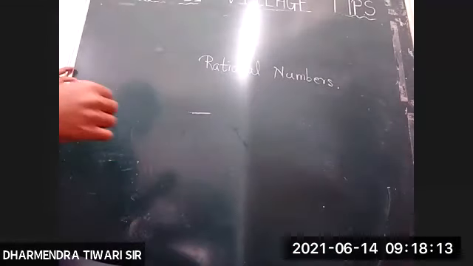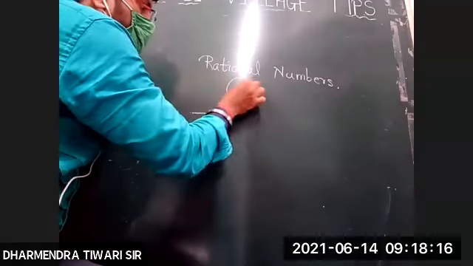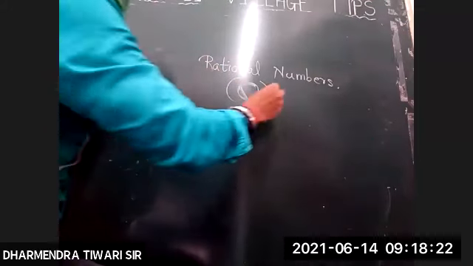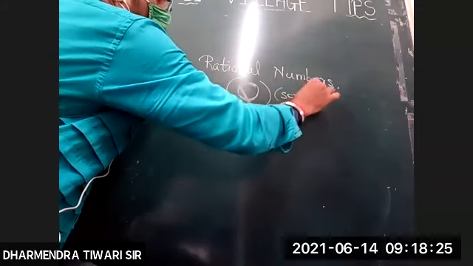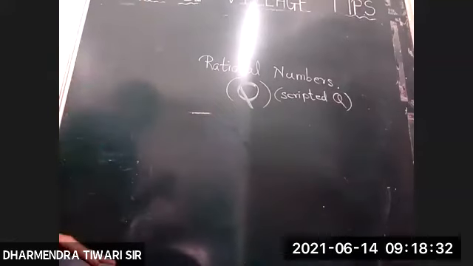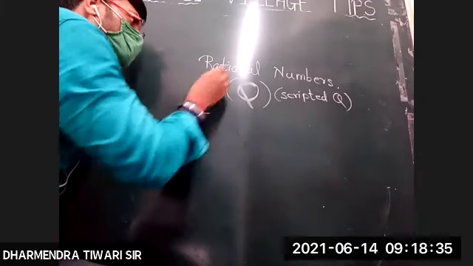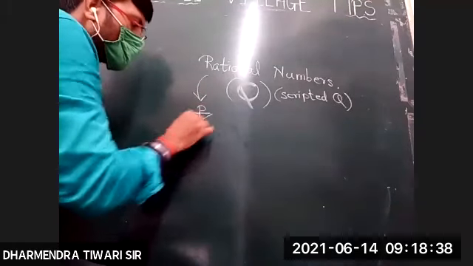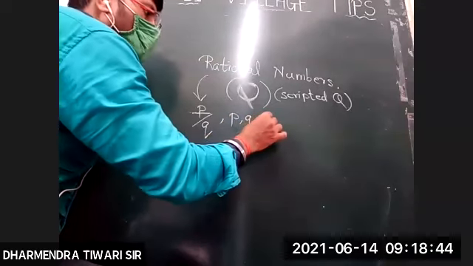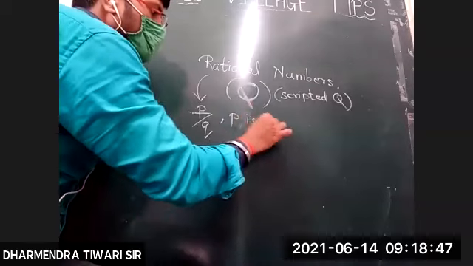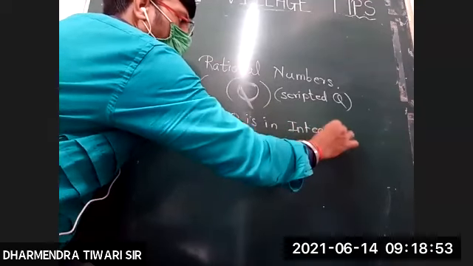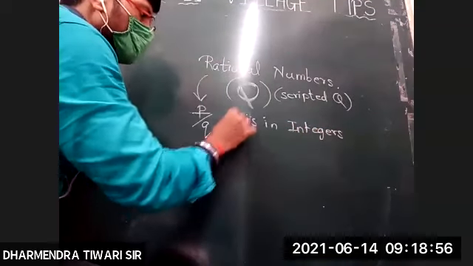Rational numbers, the notation that we are going to use is scripted Q, or fancy or bold Q, you can say. A rational number is of the form P by Q, where P, Q both are in integers.